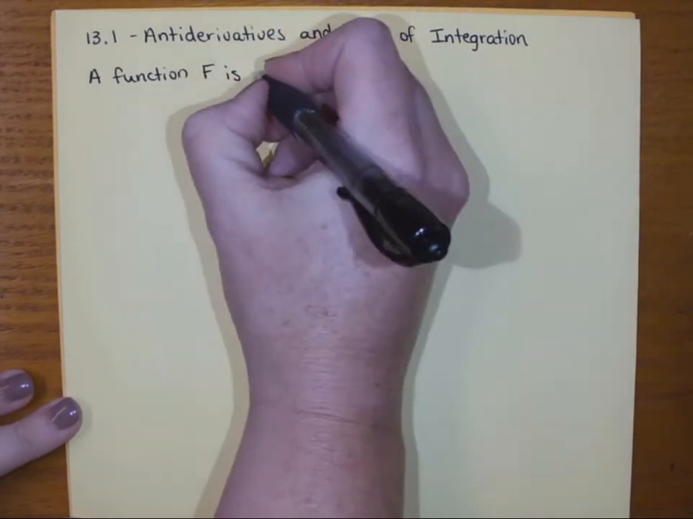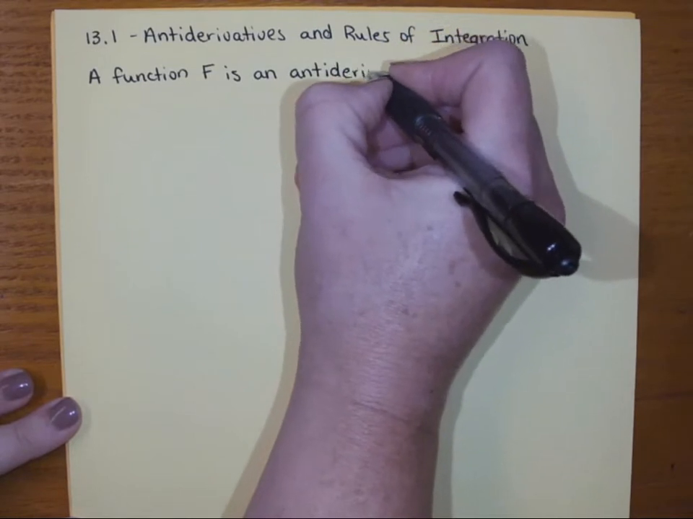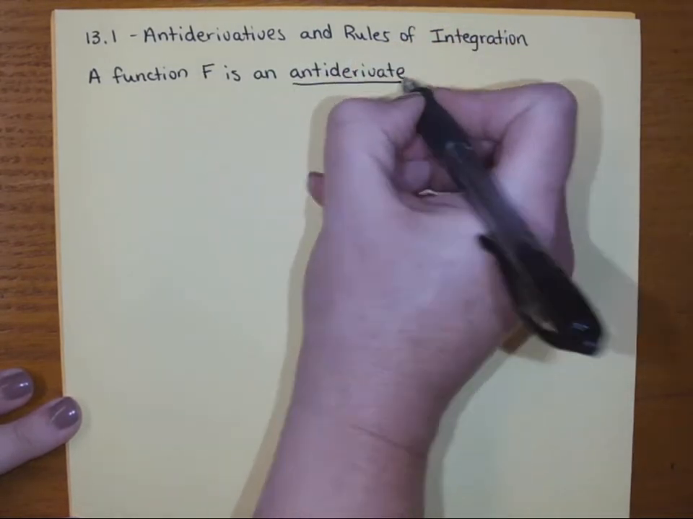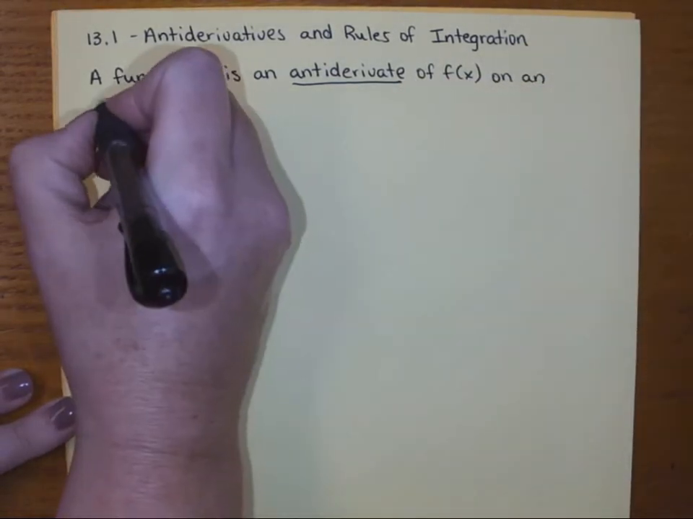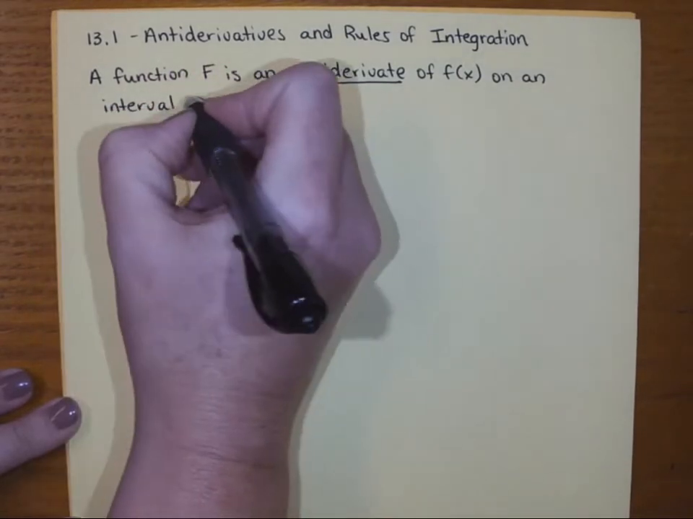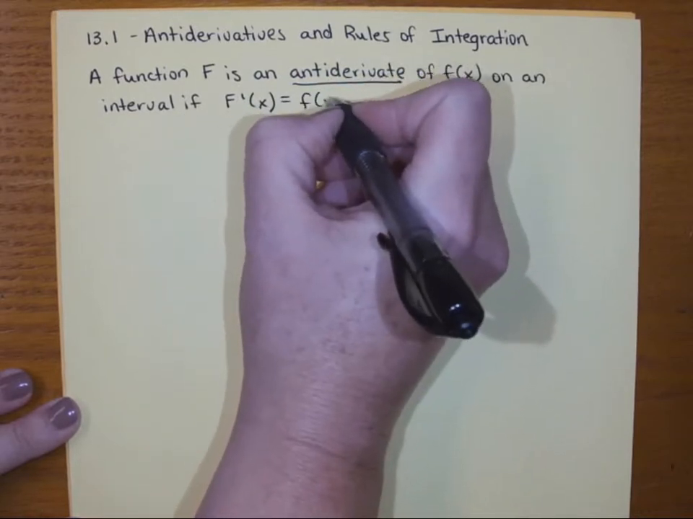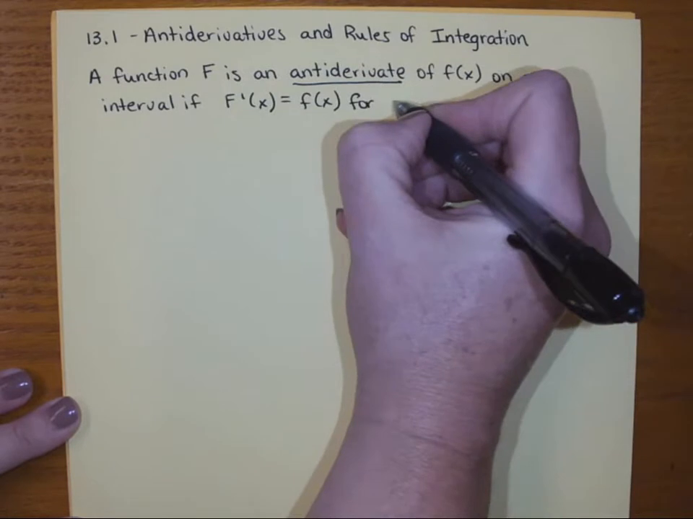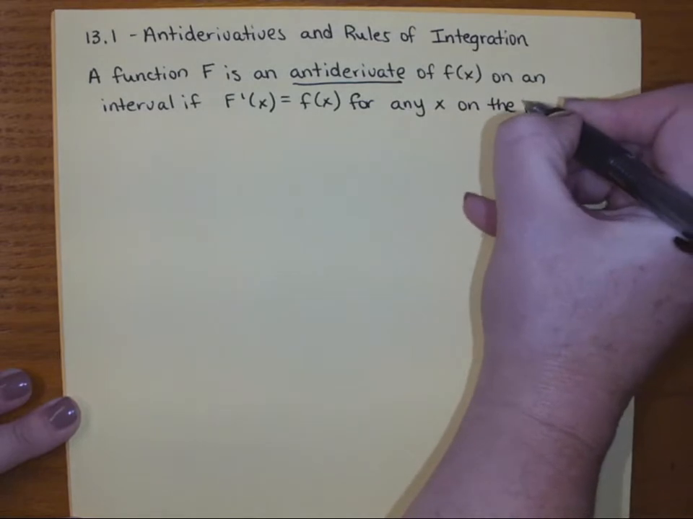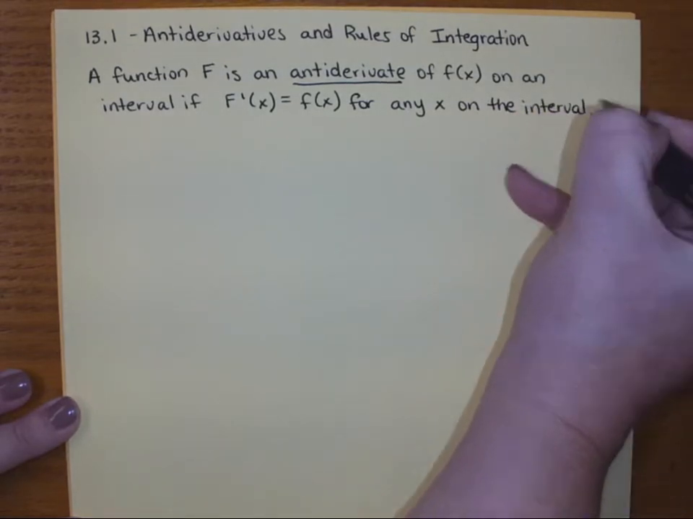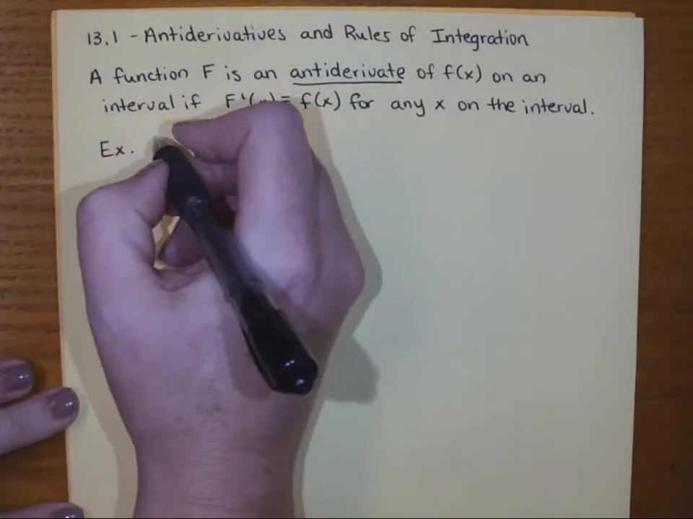But a function F is said to be an antiderivative of f of x on an interval if, when you take the derivative of that, you get the original f of x back again. So rather than taking the derivative, you're looking for a function that would give you that equation as its derivative. So that's hence the anti term. All right, so let's talk about it, and then we're going to talk about notation.